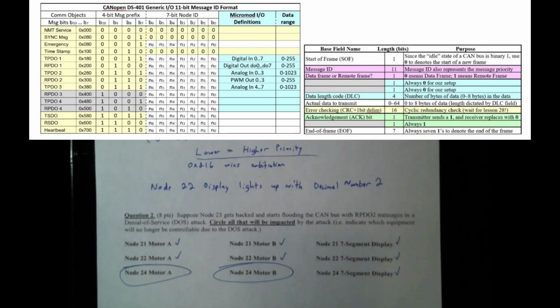So the key concept there is that the data doesn't really matter. It just matters what the node ID and the message prefix are, because that's all that goes into arbitration. The data that's being sent doesn't actually come into play here. So that's it for problem 1 and 2.